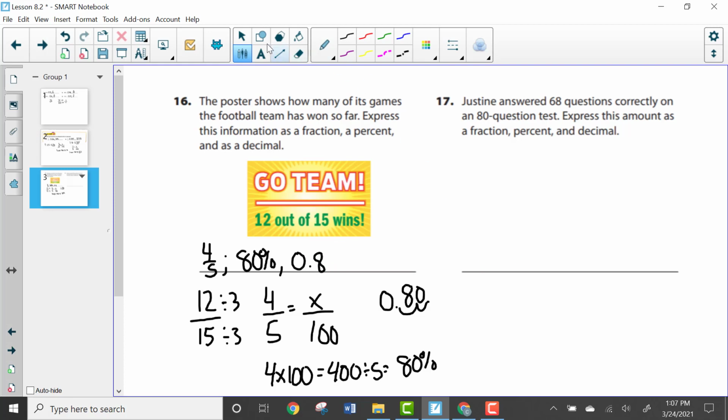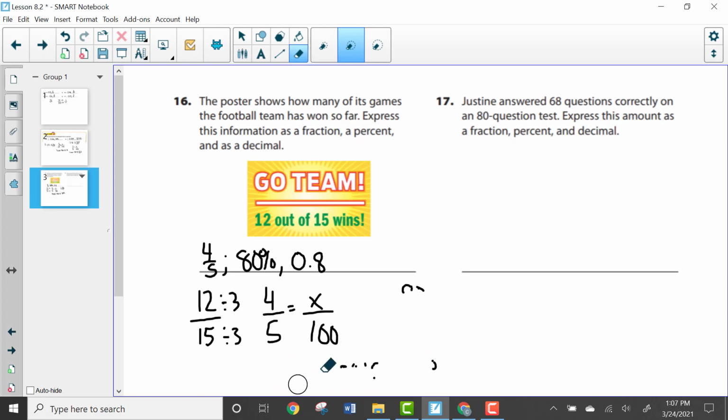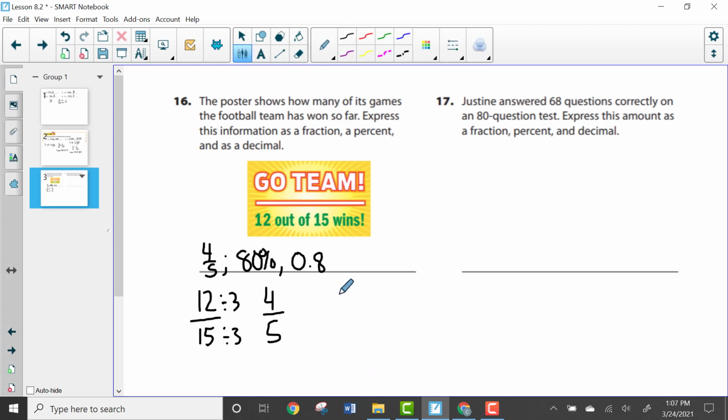Another way that you can find this, if you just want to go right from the fraction to the decimal, you can take your 4/5 that you have there and divide 4 by 5. That's going to give you 0.8. So that would be another way to find the answer to that as well.